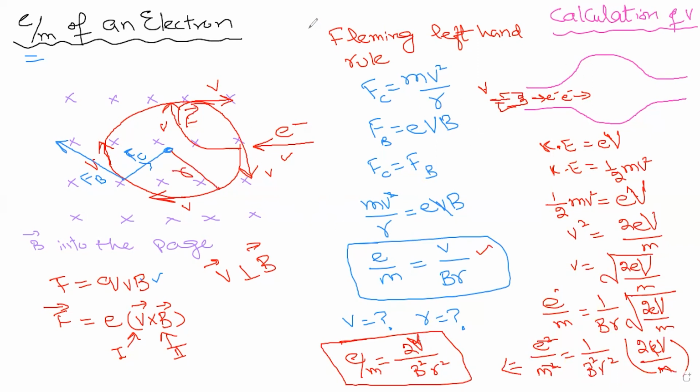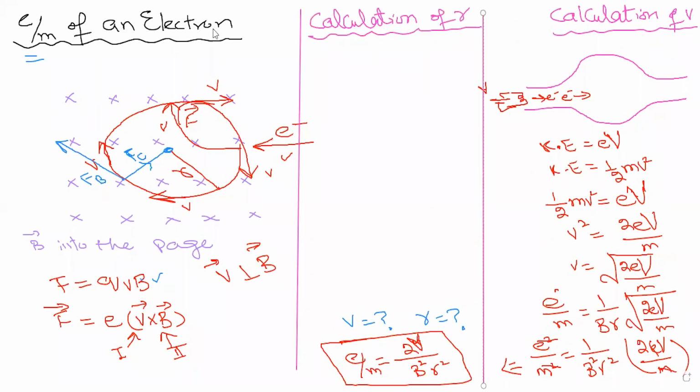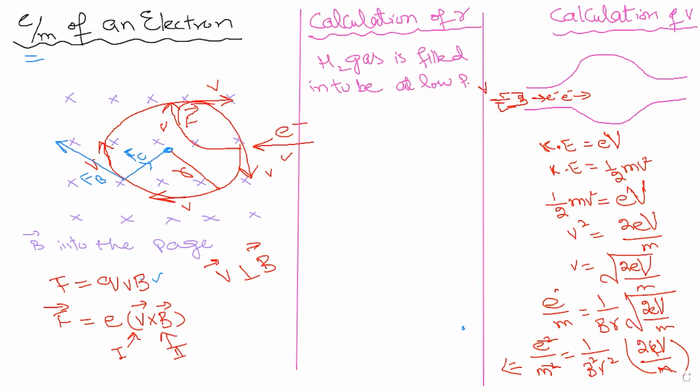So now we will work on finding the radius. As we have made the whole system in a vacuum tube, the vacuum tube is filled with hydrogen gas. Hydrogen gas is filled at low pressure. When these electrons enter into the magnetic field, the cross means that it is into the page. According to this formula, we will see that the force is perpendicular to the magnetic field and the velocity. So this particle will start moving in a circle.